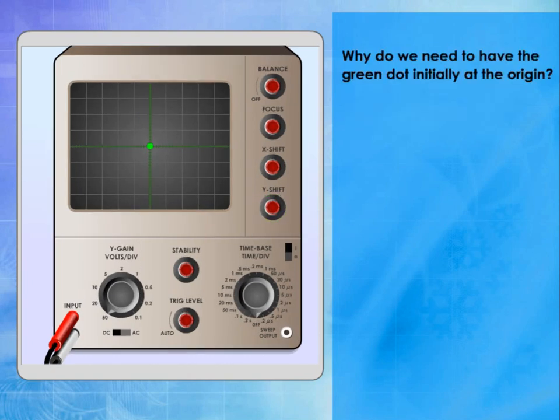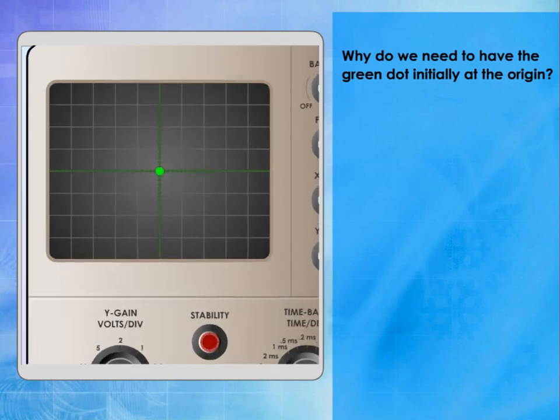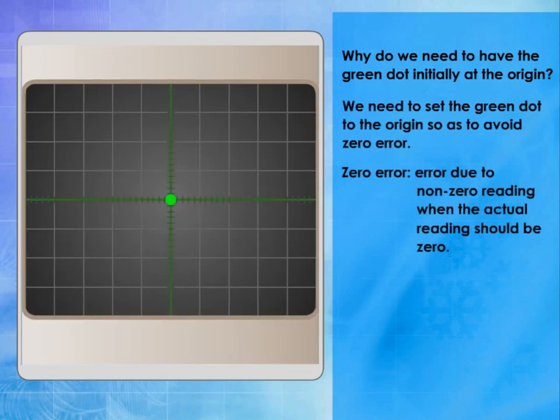Why do we need to have the green dot initially at the origin? We need to set the green dot to the origin so as to avoid zero error. Zero error is the error which is due to non-zero reading when the actual reading should be 0.